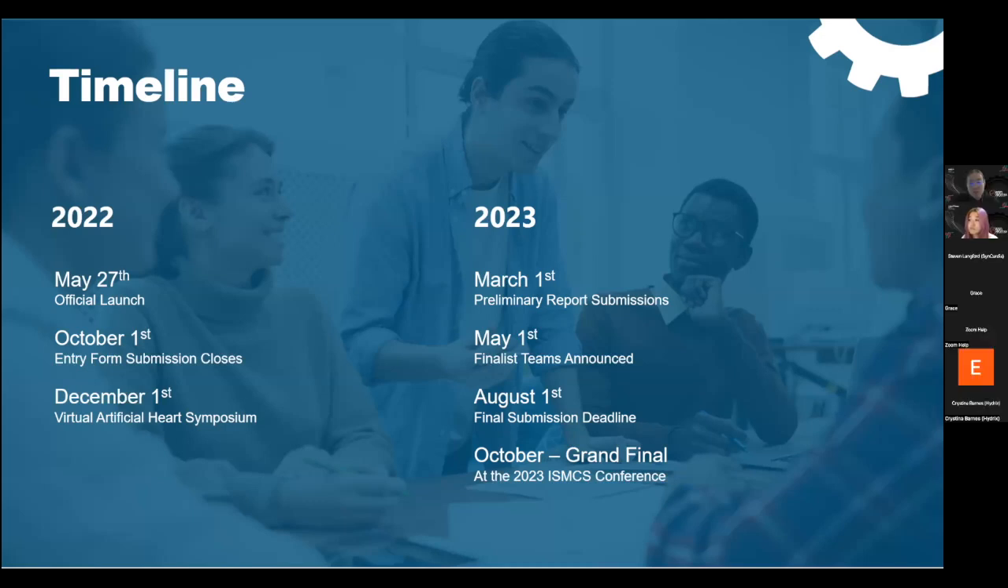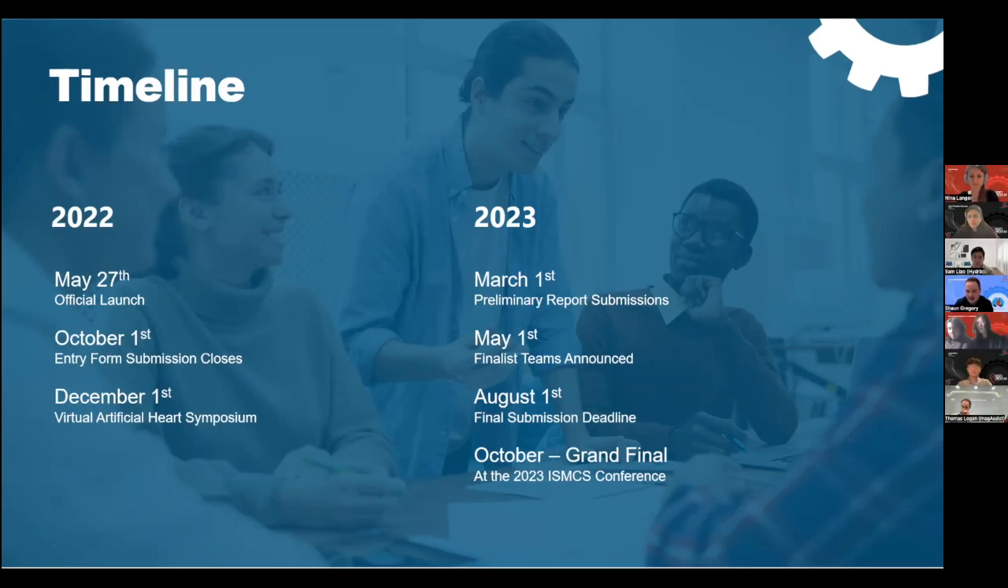December 1st is when the virtual event happens. And then March 1st is when preliminary report submissions are due. The finalist teams will be announced in May, with the final submission deadline in August, and then the grand final at the 2023 ISMCS conference in October.